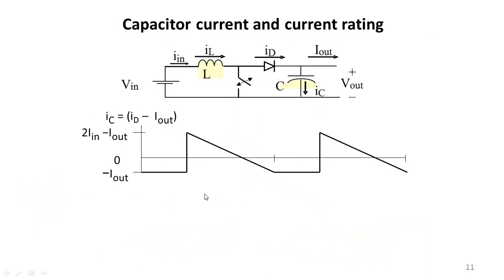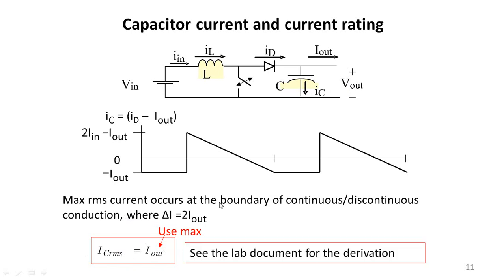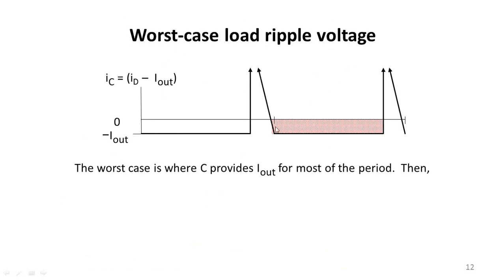Similarly, the capacitor current rating is also very simple, because your capacitor current is directly going to be your output current. So the capacitor current is always going to be your I out, that is going to be your maximum. IC is always equal to your I naught. So this is your I naught value.